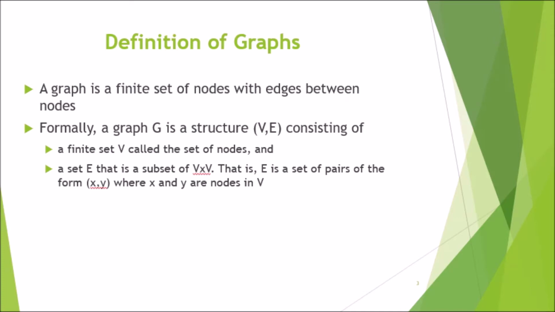A graph is a finite set of nodes with edges between nodes. Formally, a graph G can be represented by a set of V and E, where V represents the set of nodes and E represents the set of edges, where edges are denoted by a pair of vertices. For example, if an edge exists between X and Y nodes, then the edge is represented by X, Y.